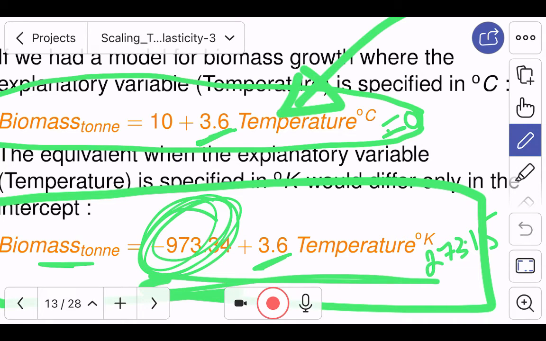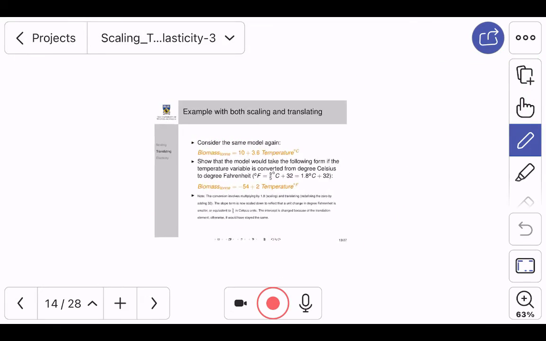So 273.15 times 3.6 added to 10 has to give me that number. And that's how it works. Try it.